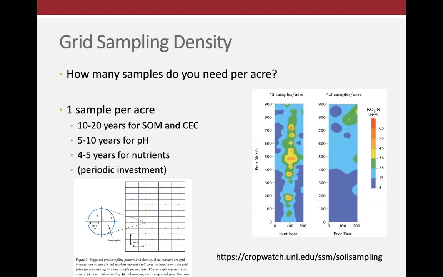Again, there are some guidelines and recommendations out there, but sometimes this is really just about what that company or the industry is going to do, what that retailer recommends, what the farmer wants to do. There's a lot of different things that go into the decision making of what our grid sample density is, okay?